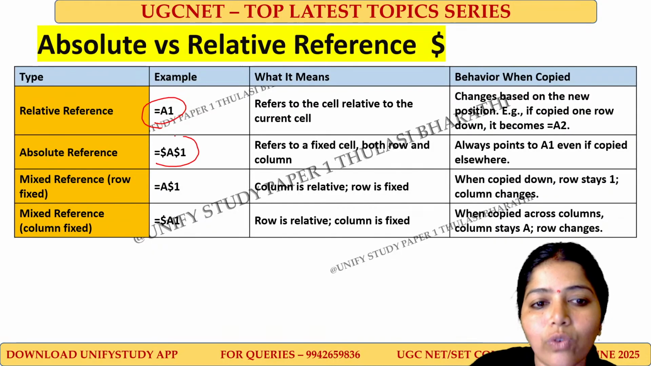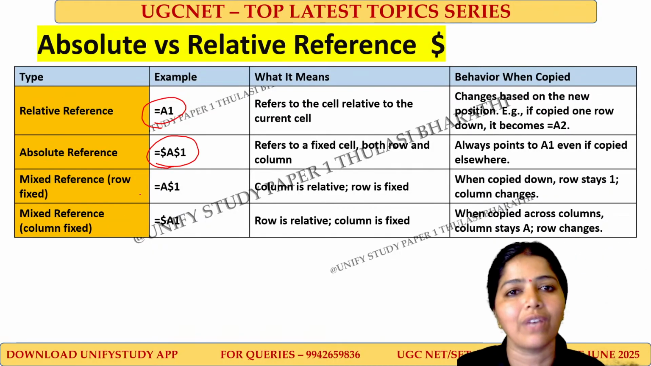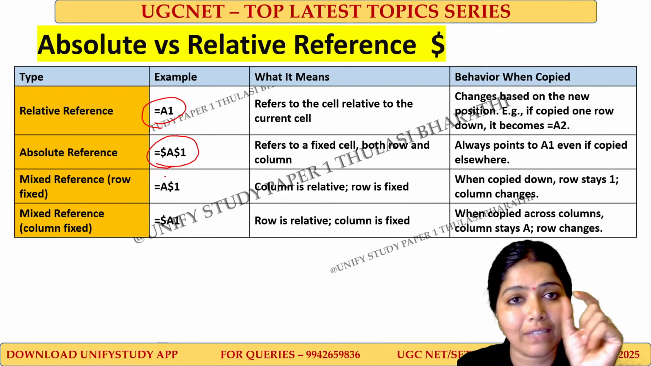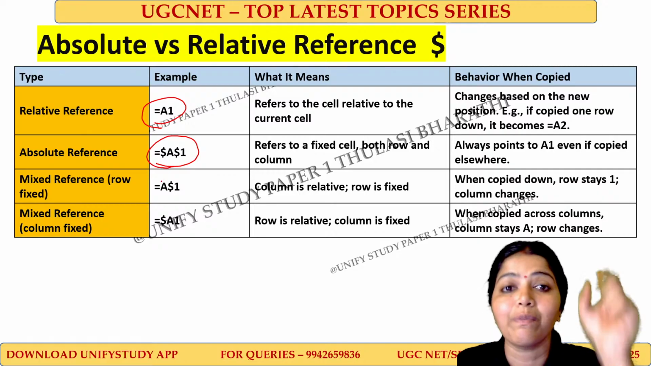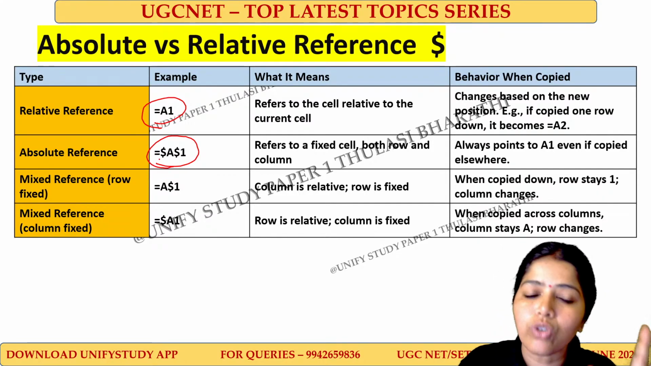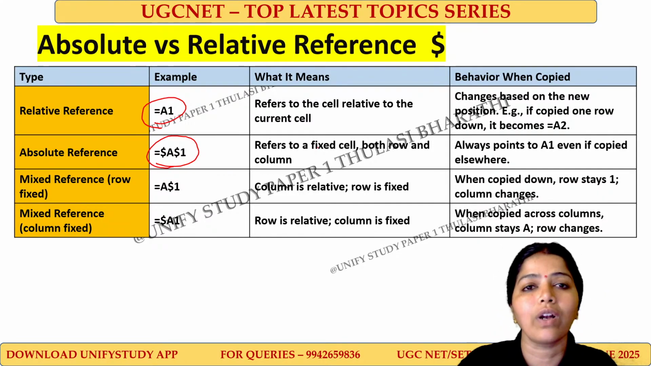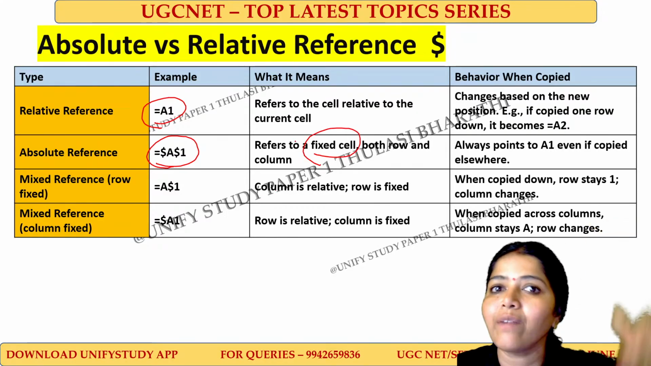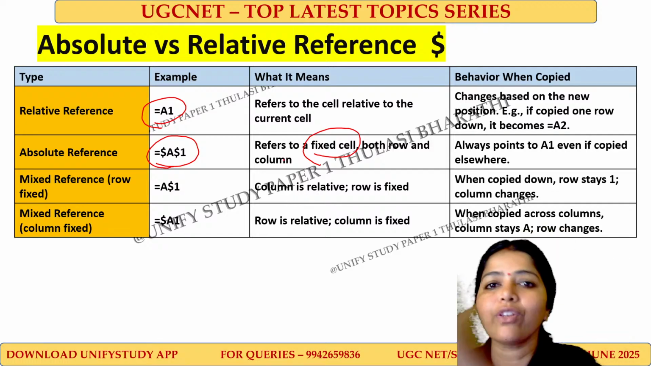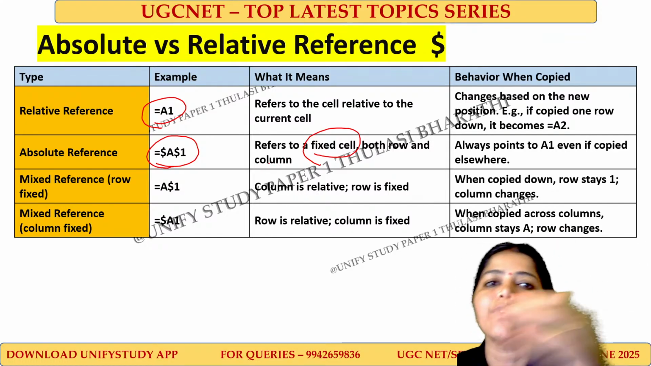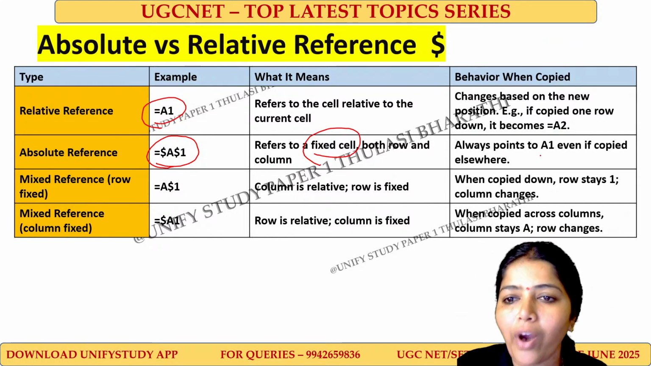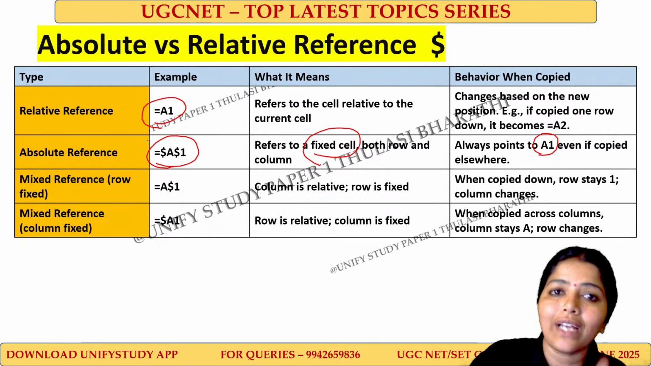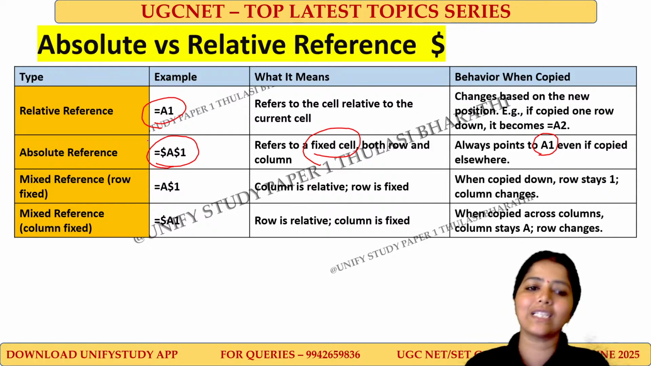And whenever I use dollar, very important, we are getting questions from this area, the value inside the cell will be fixed. That is the meaning here. So $A$1 means what? It refers to the fixed cell with respect to both row and column. Wherever you copy that cell, the same value will be copied over there. It always points to A1 even if copied elsewhere. That is what we call absolute reference, as opposed to relative reference.